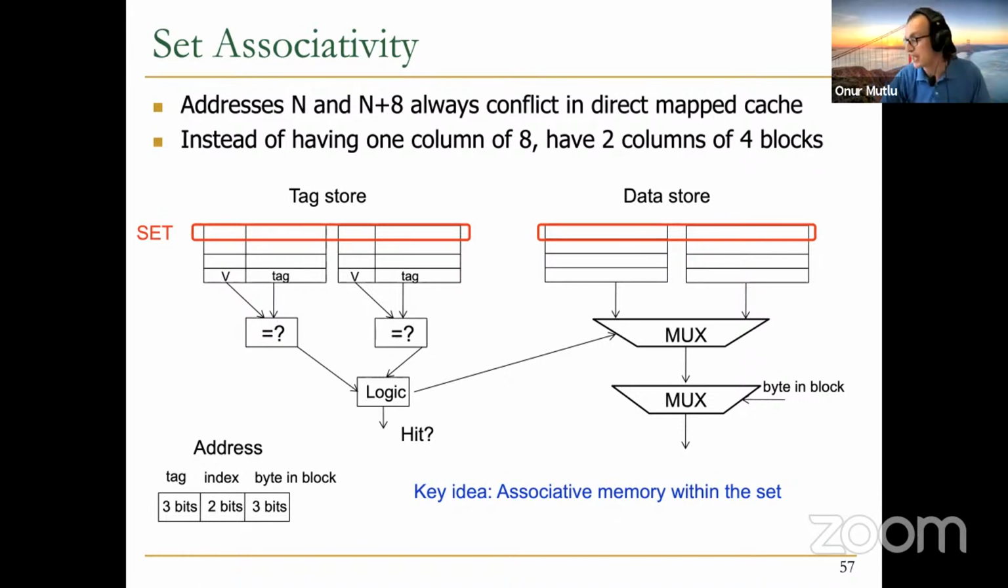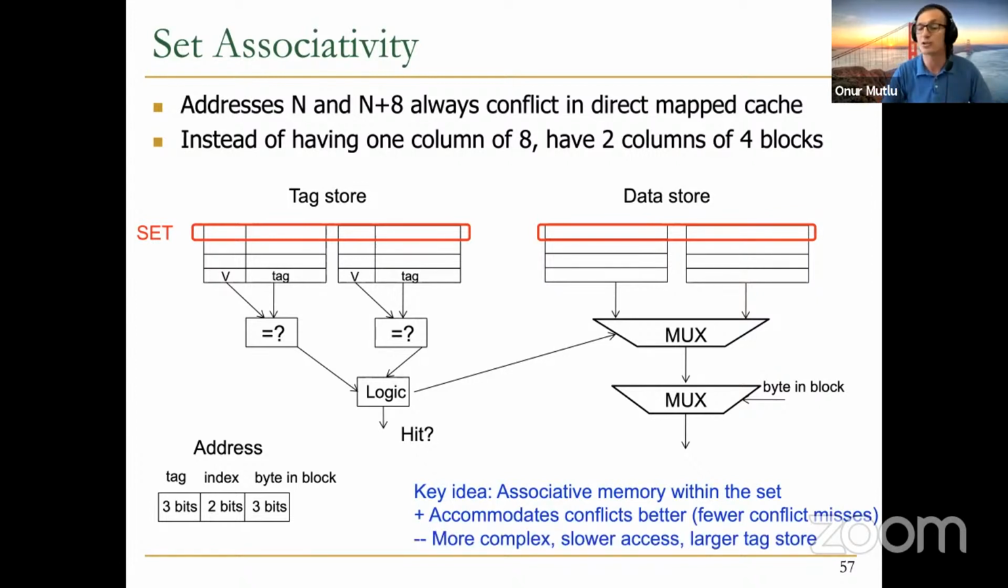Clearly, this is increasing the complexity of the cache. So there's a trade-off. But it accommodates conflict better, so you get fewer conflict misses in this type of cache. But then you get more complex, slower access, and a larger tag store also. Why is it a larger tag store? Because now your tag size has increased. So there are disadvantages to this associative cache as well. As you can see, latency can increase in this particular case.